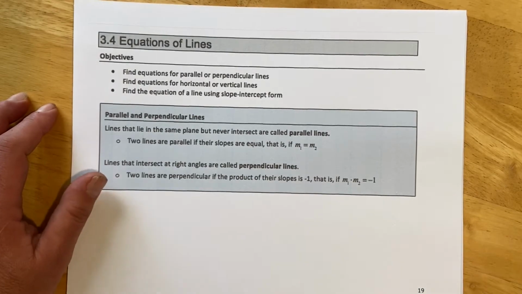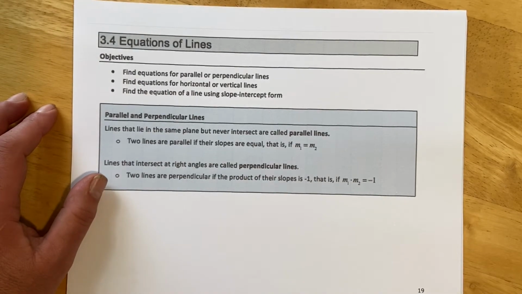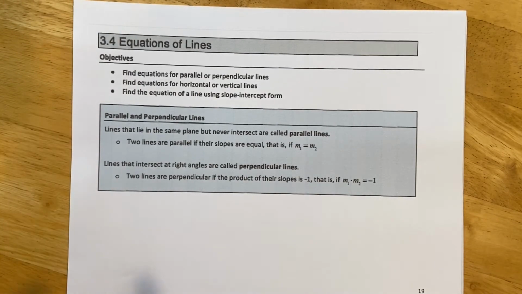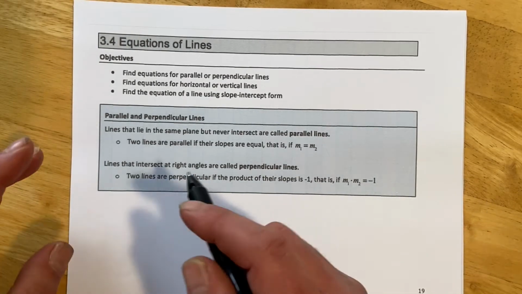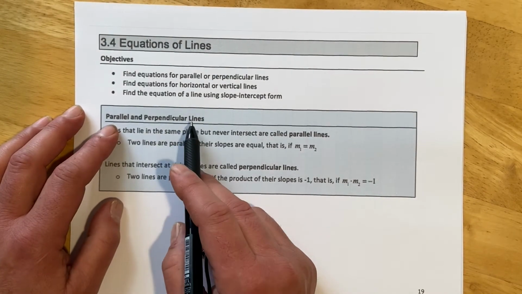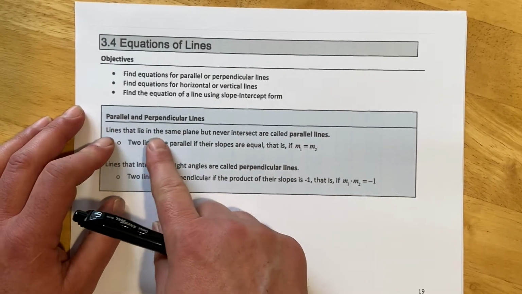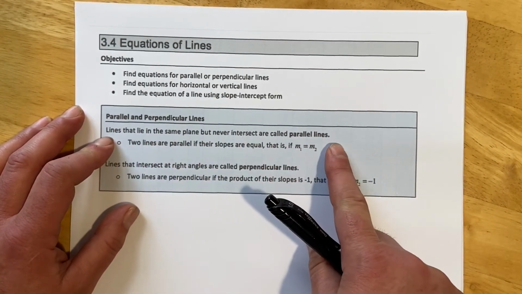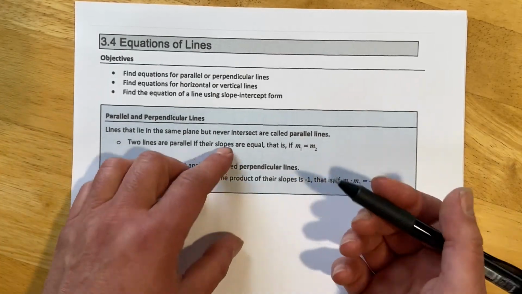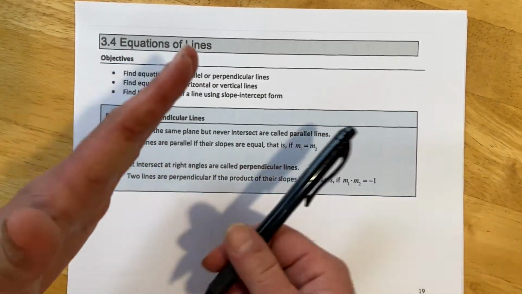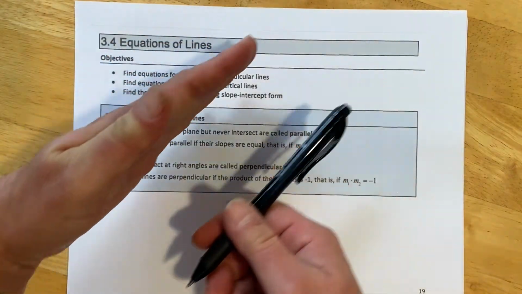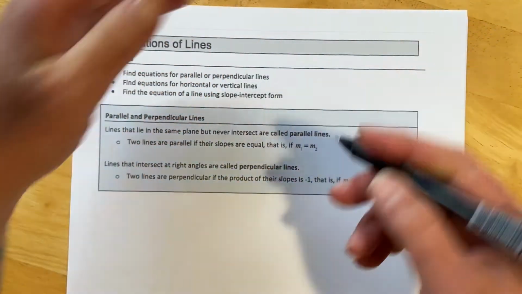And so in the last video and section, we looked at slope-intercept form, but more from a graphing point of view. So this section will be a little bit more algebraic in terms of how we're approaching problems. A couple of things we haven't seen yet, parallel and perpendicular lines. Lines that lie in the same plane but never intersect are called parallel lines. Basically, if the slopes are the same, the lines are going to be parallel because they're just going to follow each other off to infinity.